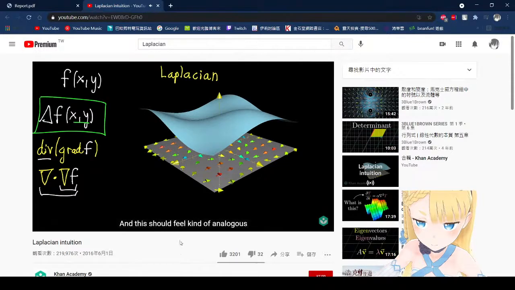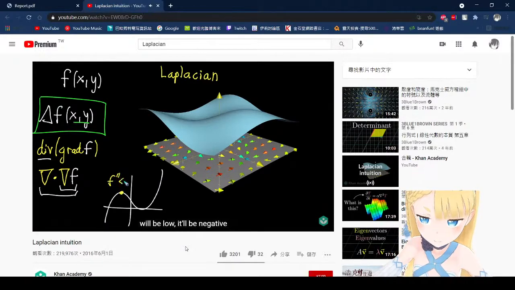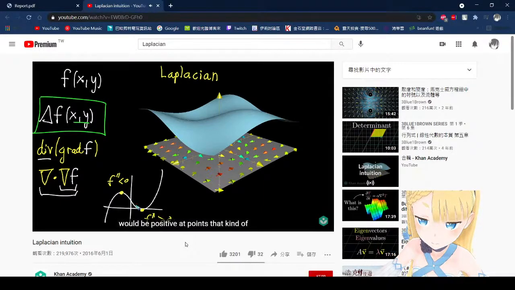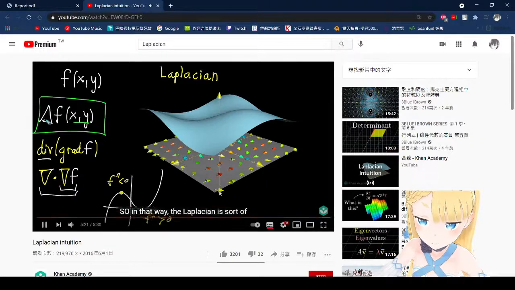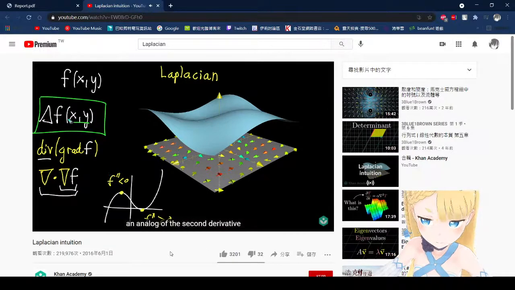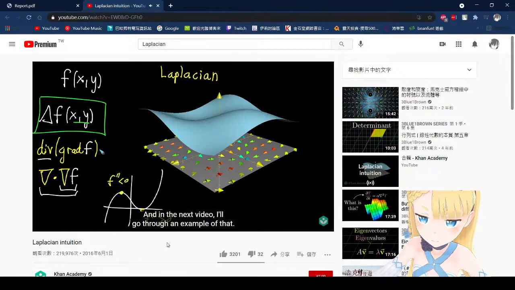And this should feel analogous to the second derivative in ordinary calculus. When you have a graph of just a single variable function, the second derivative will be negative at points where it looks like a local maximum. But over here, the second derivative would be positive at points that look like a local minimum. So in that way, the Laplacian is sort of an analog of the second derivative for scalar valued multivariable functions. And in the next video, I'll go through an example of that.